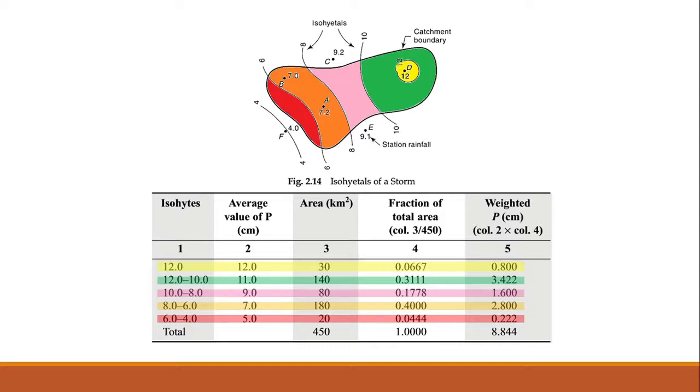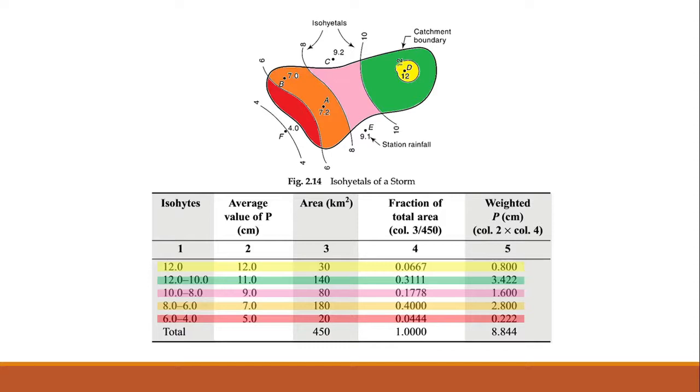So, for the area in yellow, i-multiply lang ang value ng column 2 sa column 4. Or in short, i-multiply lang natin yung corresponding value ng P sa corresponding fraction of total area nito or the weighted area. So, 12 times 0.667 is equal to 0.800. Tsaka para naman sa area in green, 11 times 0.311 is equal to 3.422. And we'll do the same process for the rest of the polygons.